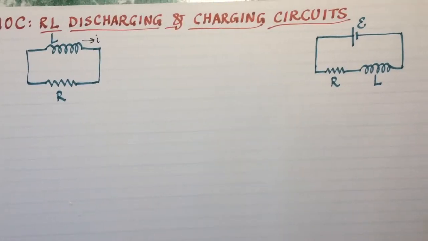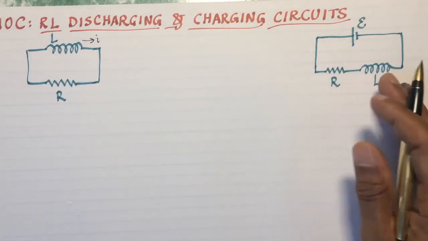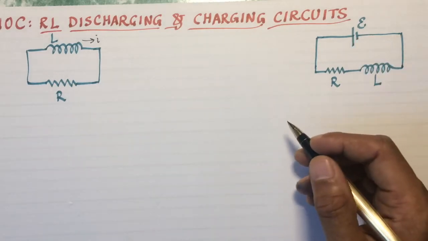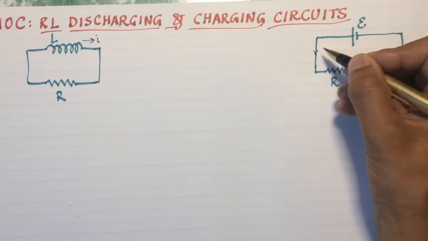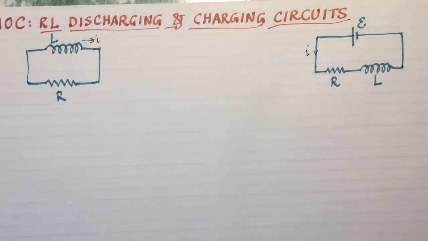A charging circuit is one where you take the inductor that's completely empty initially, let's say, and you try to charge it up, or rather current it up, by putting a battery. So there's going to be a current flowing initially, and then eventually it'll all get charged up.